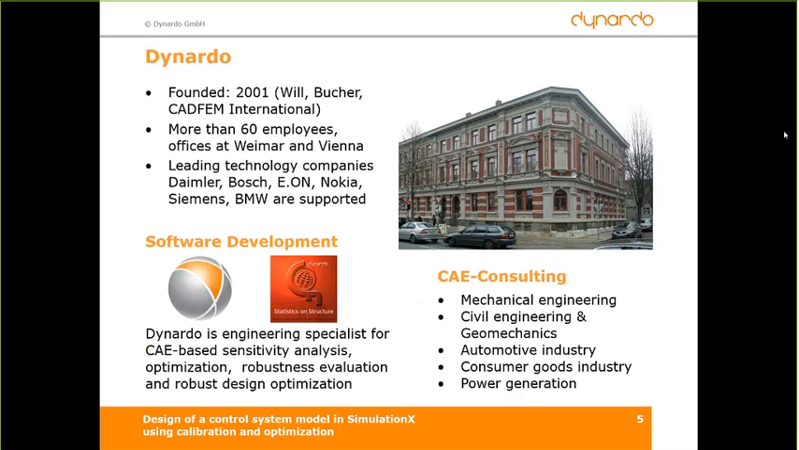At first, some words about our company, Metamodel. Metamodel was founded in 2001, and now we have about 60 employees in our offices in Weimar and Vienna. We develop software, and our main product is optiSLang. And we also provide CAE consulting for mechanical engineering, automotive industries, and so on.